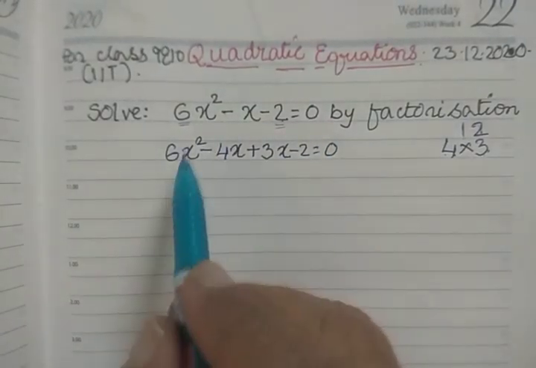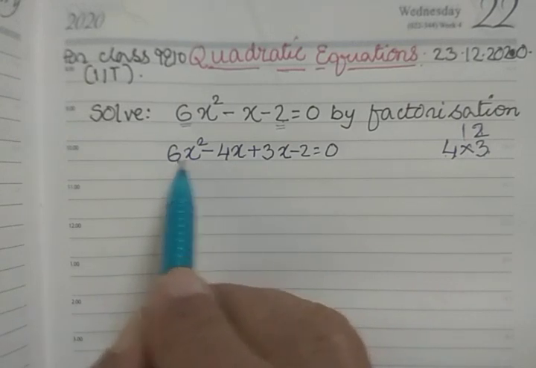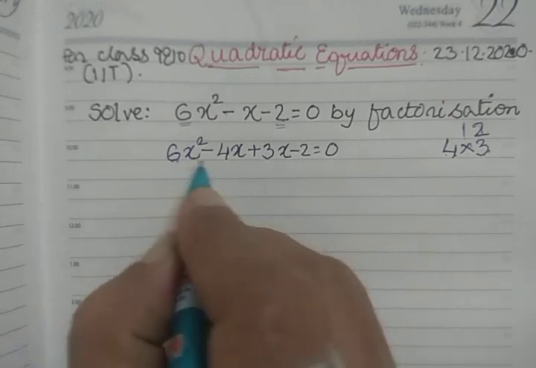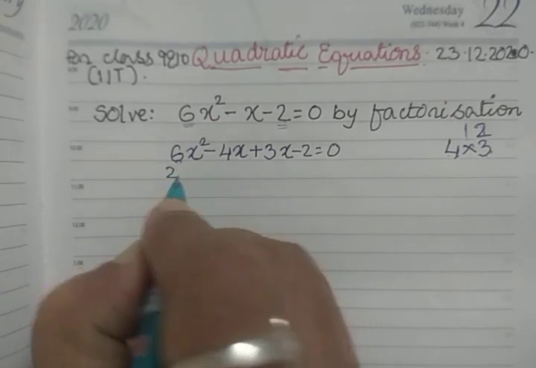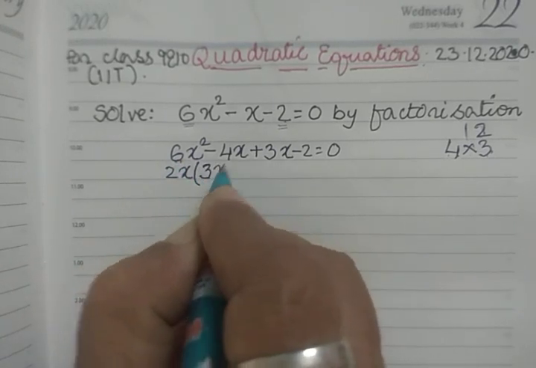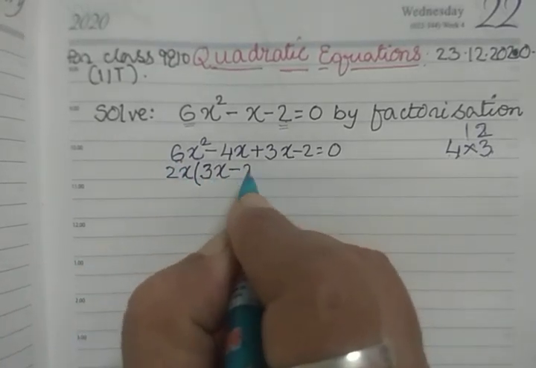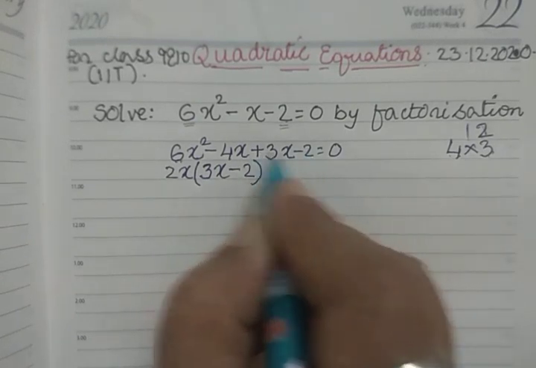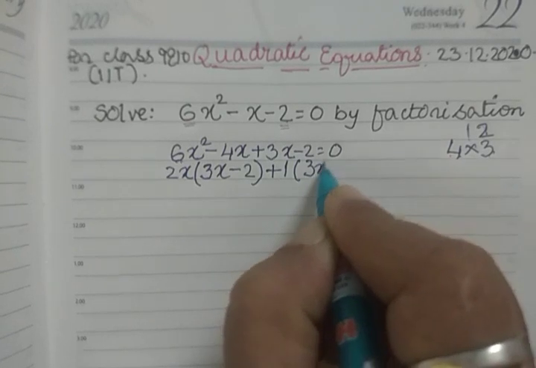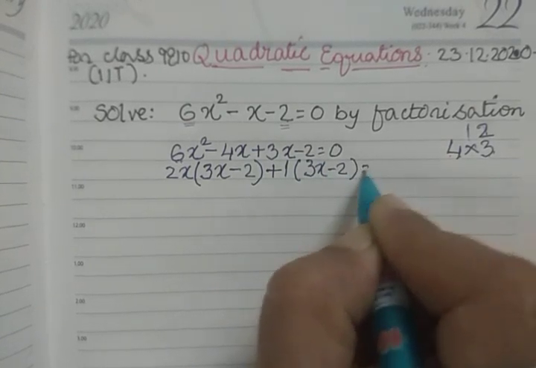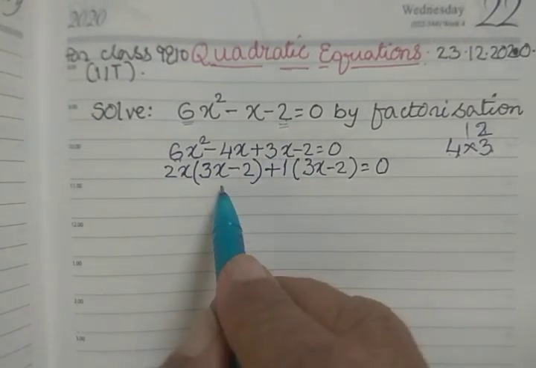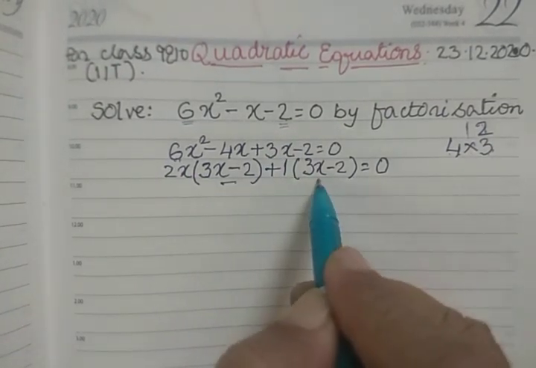Clear? From these two terms we have 2x common. Let us take 2x common. Here you get 3x, here you get minus 2. And from the other two you take 1 common, giving 3x minus 2 is equal to 0. Clear? So here again you have 3x minus 2 common.